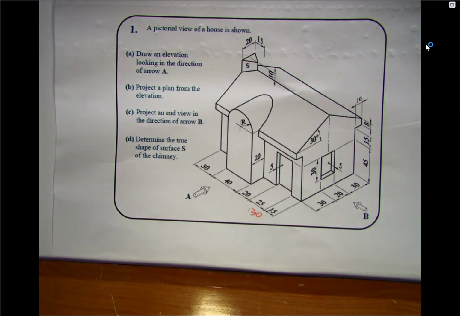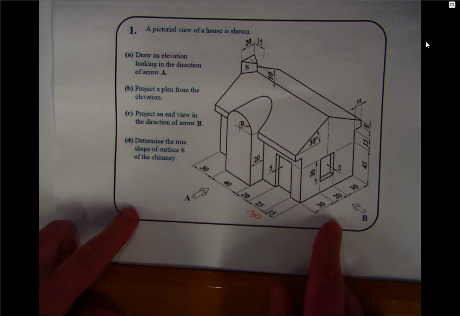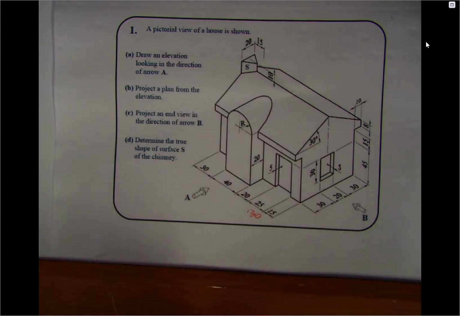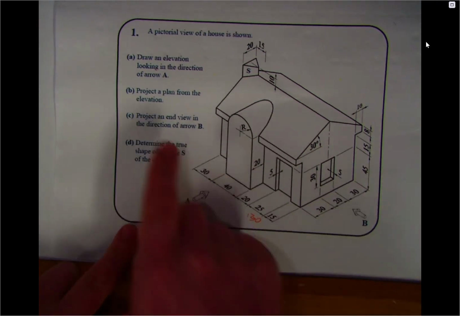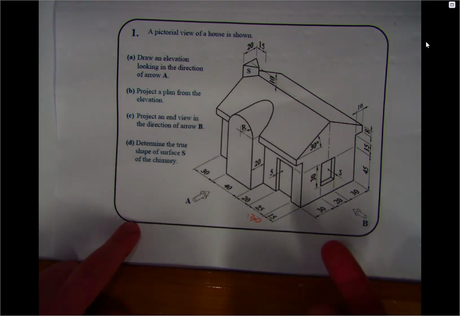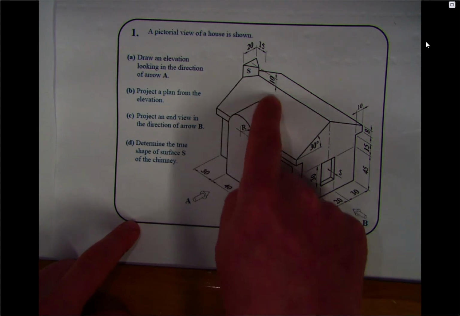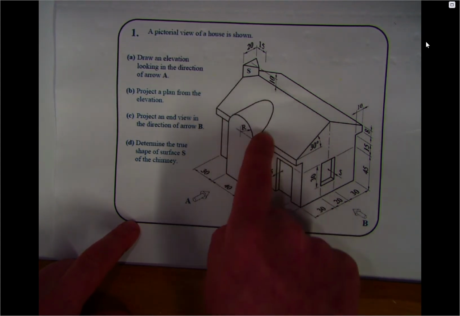Okay, so for today's question, this is 2007's orthographic question 1, so a few years ago, but a nice question to start off with. What we're going to do today is draw an elevation, a plan, and project an end view. What we're going to leave out to the next video is the true shape part. We're also going to leave out this curved part. So this is sort of new to us, and some of it has caused a little bit of confusion.